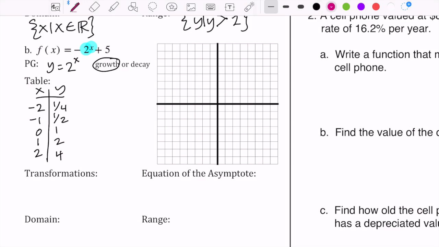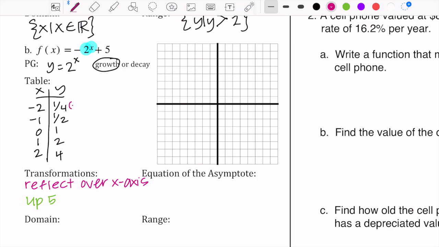Then we're going to identify our transformations. So we have the reflect over the x-axis. Make sure you put over x-axis. And then we also have the shift of up 5. It's up 5 because it's not in the exponent with the x. So if it said x and +5 and the +5 was tiny like the exponent, then that would be a horizontal transformation.